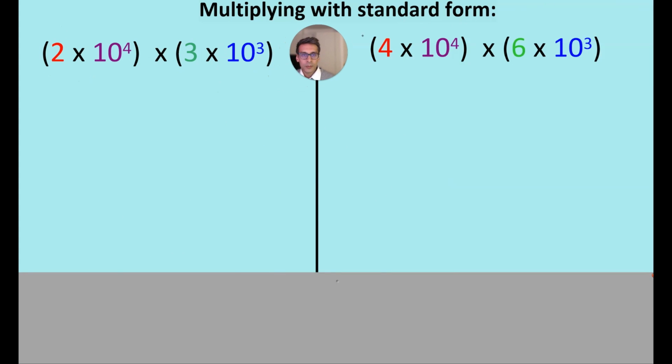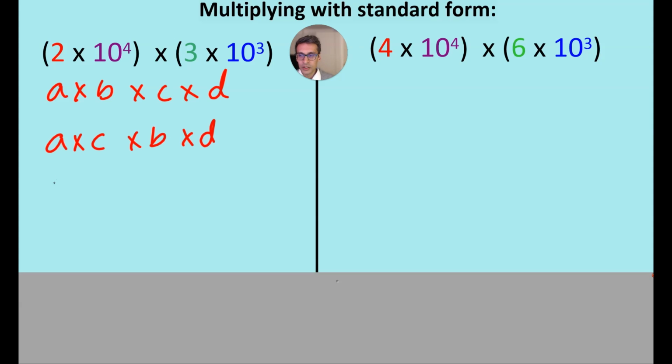So multiplying with standard form. When you are given two numbers to multiply that are in standard form, you are essentially using the laws of indices and simply the commutative law. So we can swap the order of any of these numbers around. So for example, a times b times c times d, I can multiply this in any order. I could do a times c times b times d. I could do d times a times c times b, and you can keep going.